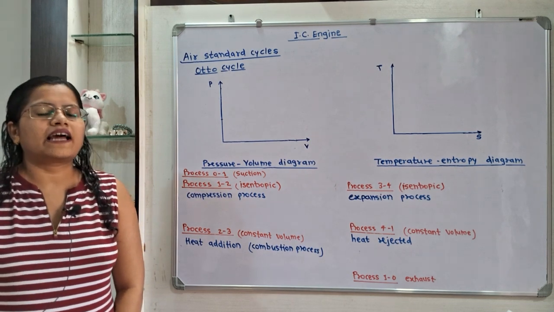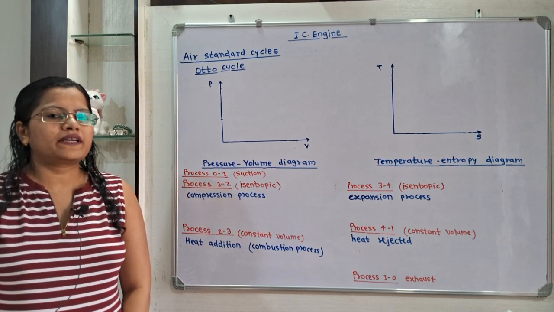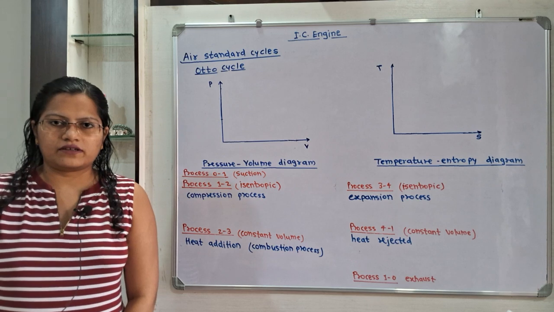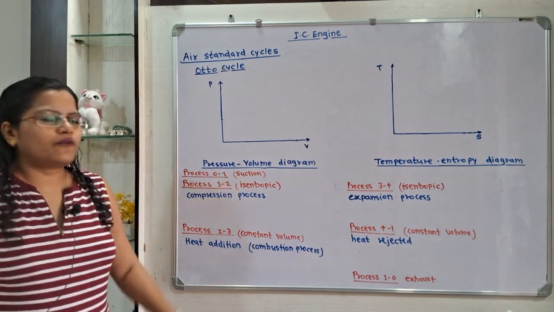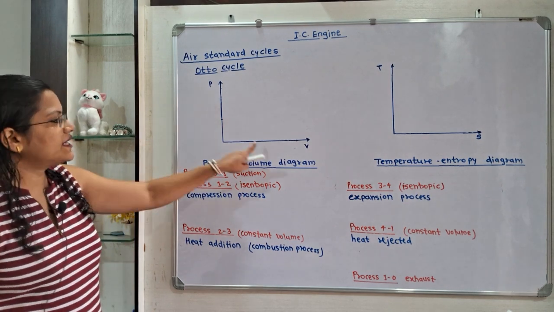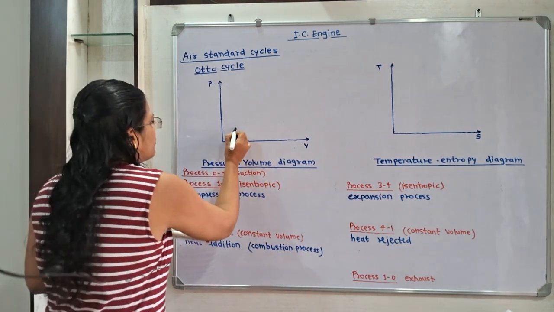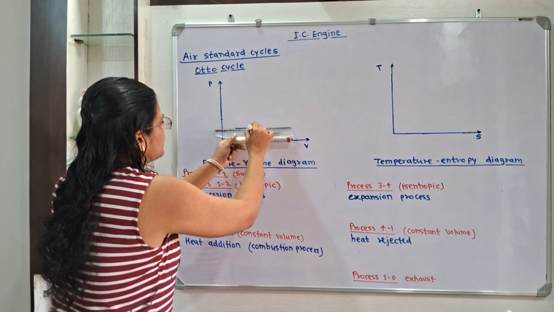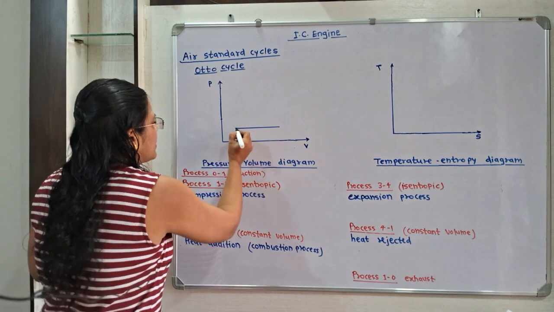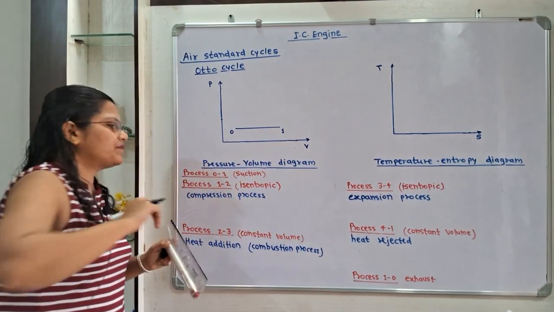Let us understand how to draw pressure, volume and temperature entropy diagram for an Otto cycle. So first, process 0 to 1. So it is for the suction. On the PV diagram we will show this process from the point 0 up to the point 1. So this is the suction of this air. So here I will mark point 0 and this is the point 1.